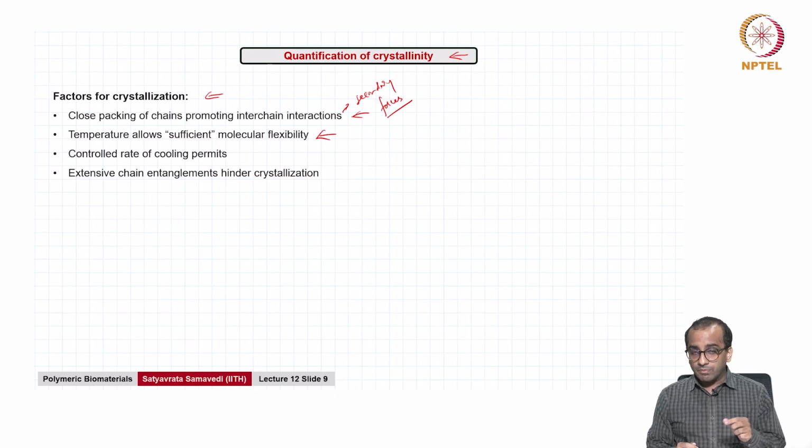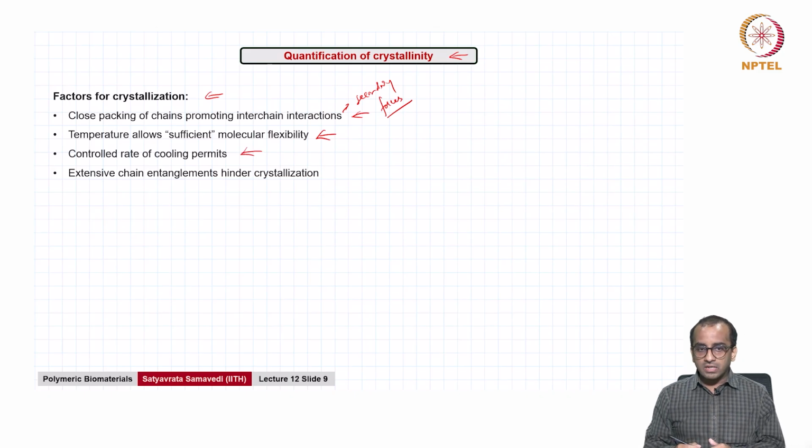You want to have a temperature and a given set of conditions that allows sufficient, quote unquote, molecular flexibility, where if it is too high, such as above the melting temperature, then you are not going to get crystallization, or if it is too low, such as below the glass transition, then also you are not going to get crystallization.